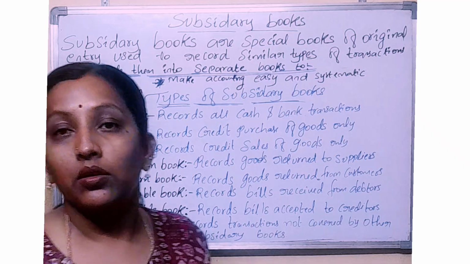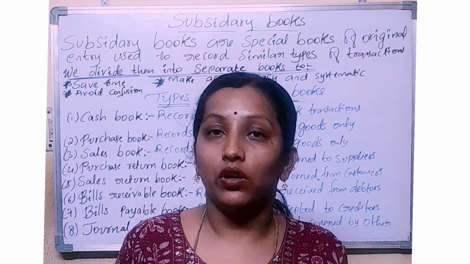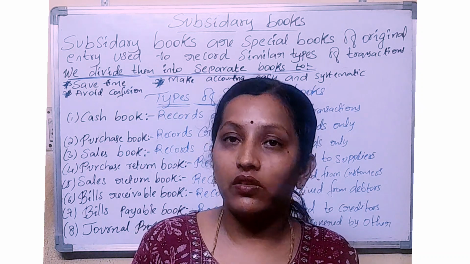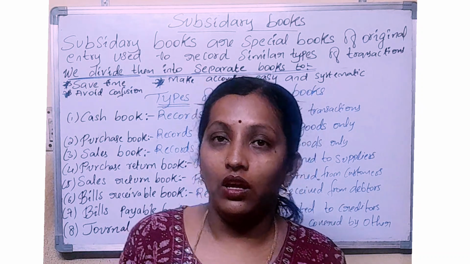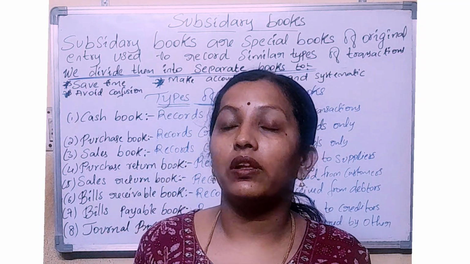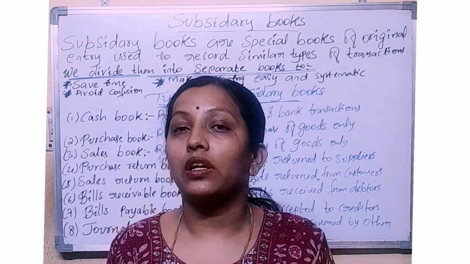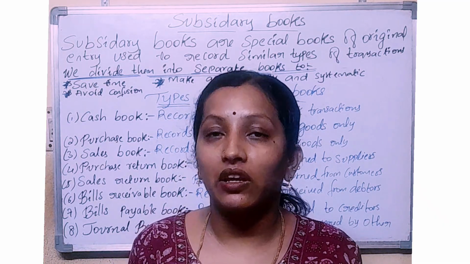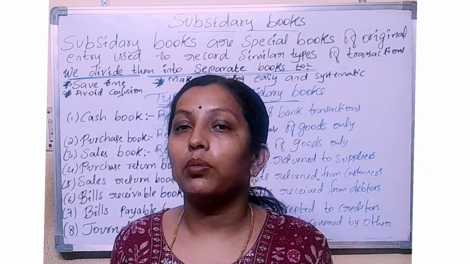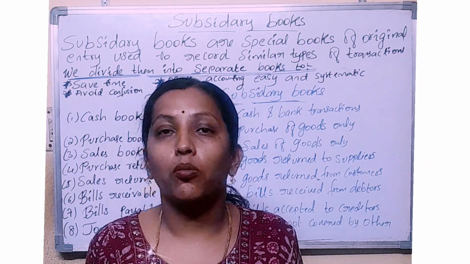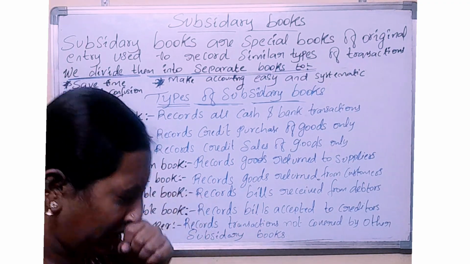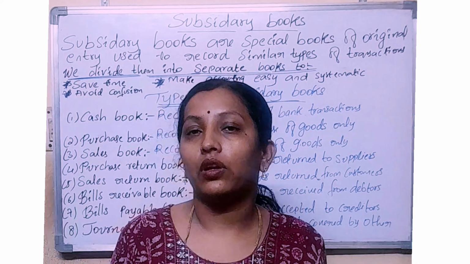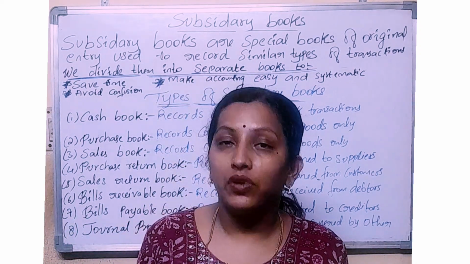Bills receivable book. Bills receivable means which we have to receive. If you sold the goods on credit basis, then you will get the money, right? That is known as the bills receivable book. And bills payable book means what, dear? Bills we are paying to those from whom we have purchased on credit, right? So that is known as the bills payable book. And general proper means what here? It records the transactions not covered by other subsidiary books. These are the 8 types of subsidiary books.